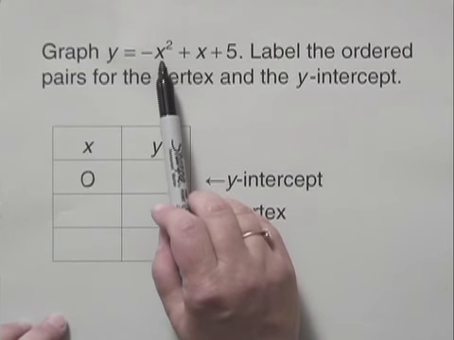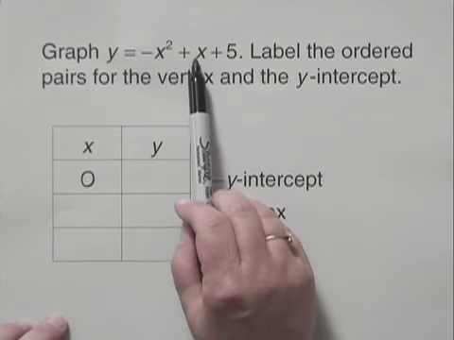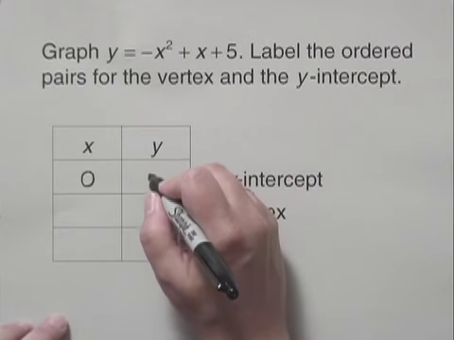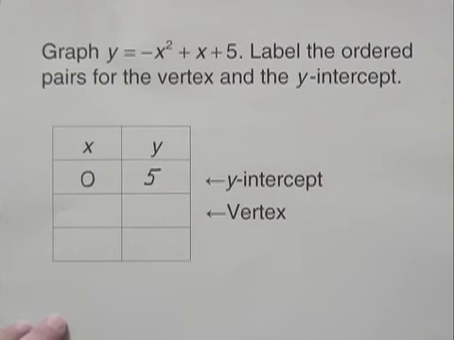We let x be 0, and we have the opposite of 0 squared plus 0 plus 5, so y is 5. That gives us 1 point on the graph. Now let's find the ordered pair for the vertex.